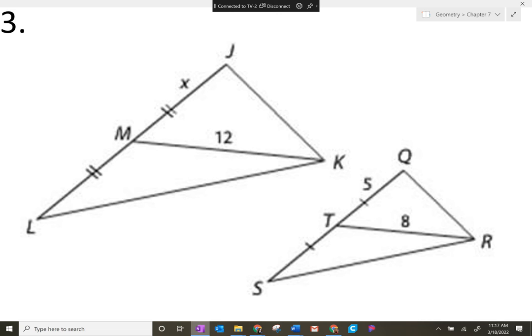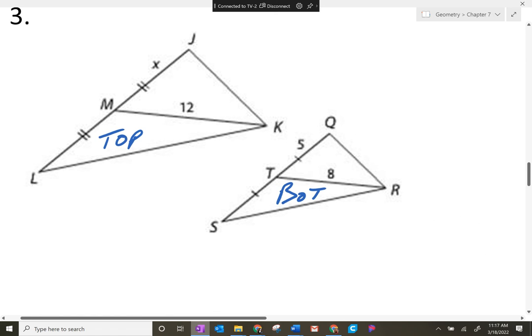All right, I'm gonna write these ones down. I like what I see. So same thing, I'm gonna say this is my top, this will be my bottom. So when I set it up, it should be 12 over 8 equals x over 5.